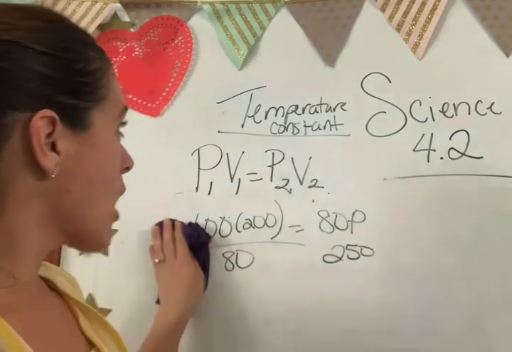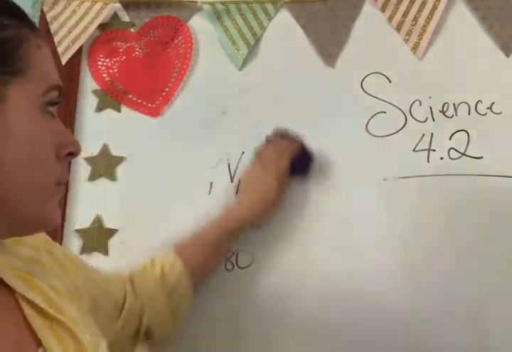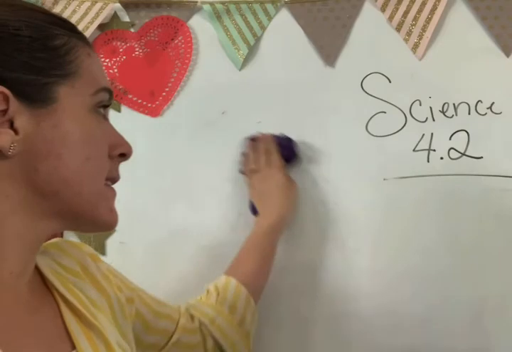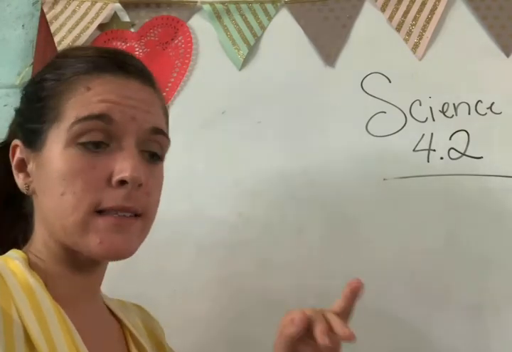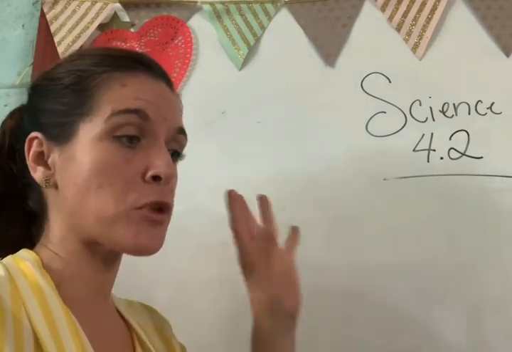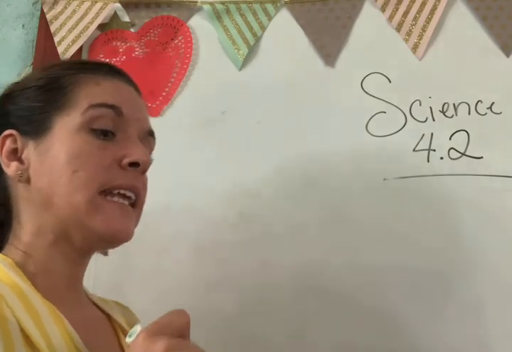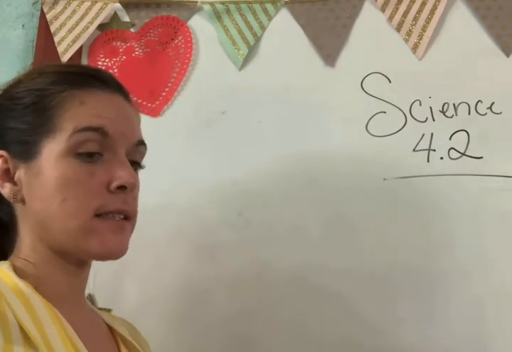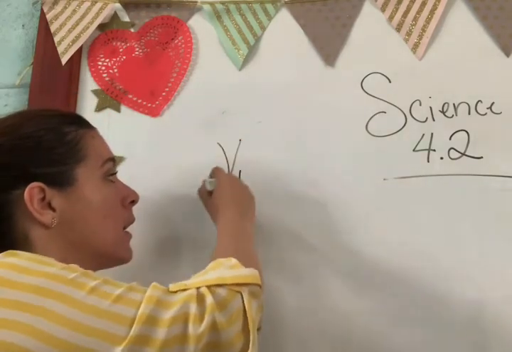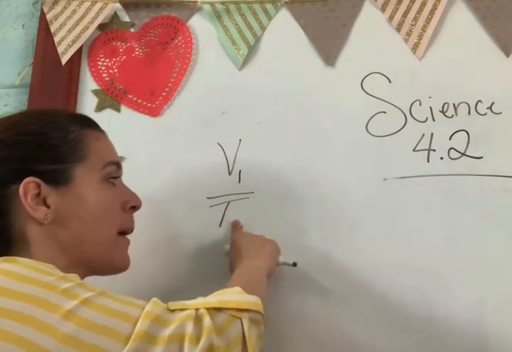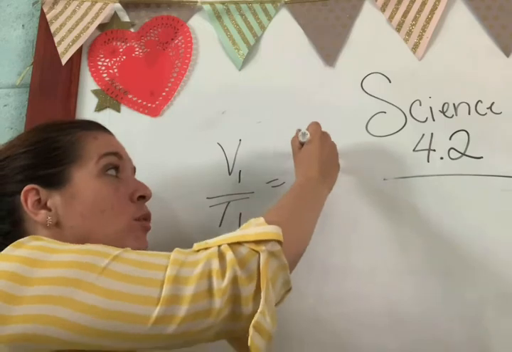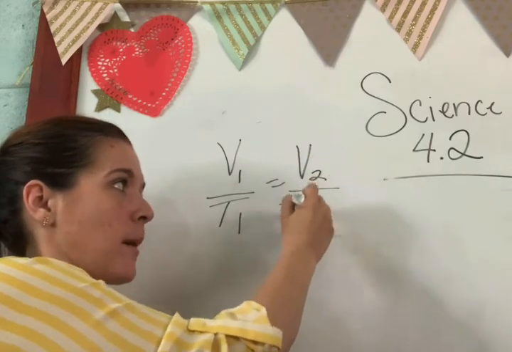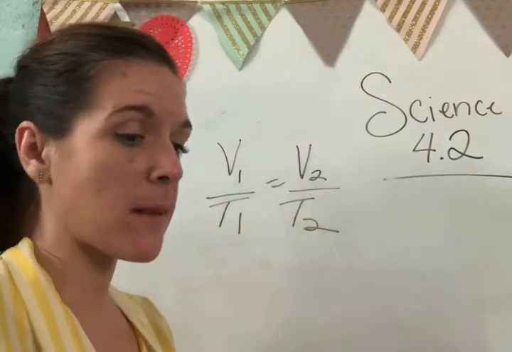Okay? Now let's talk about Charles' law. Here's another scientist that came around studying gases, studying the relationship between pressure, temperature, and volume. And he found that if you keep pressure constant, that volume and temperature have a direct relationship. Okay, so you need to write 5 sentences about this one as well.